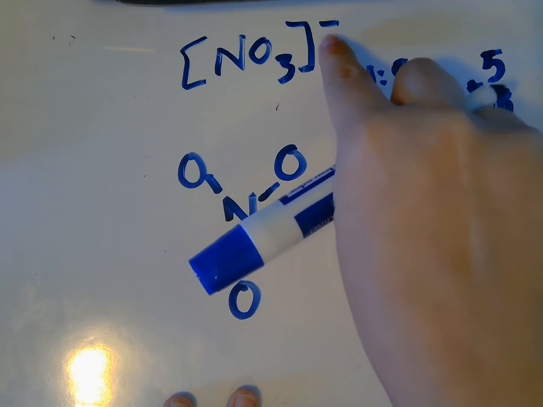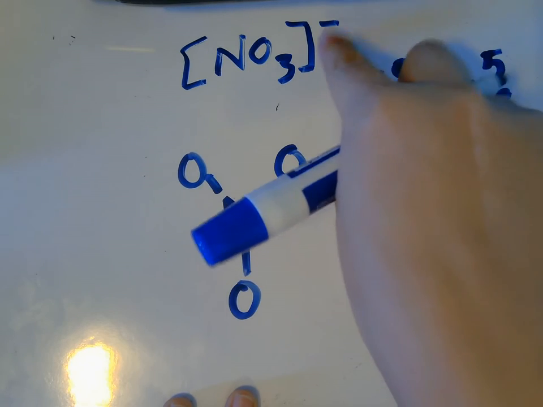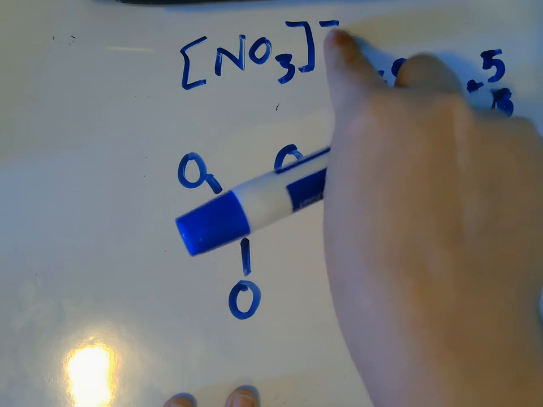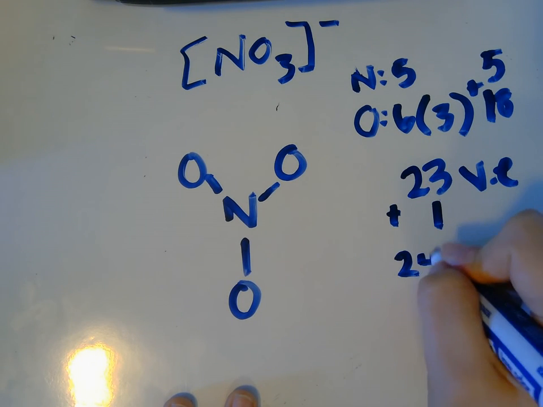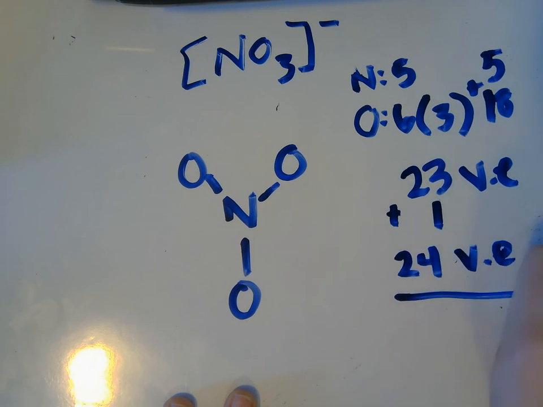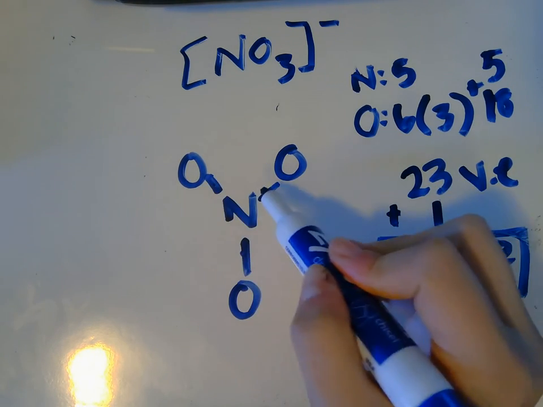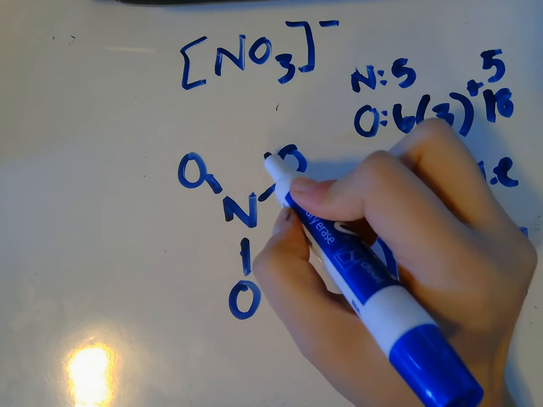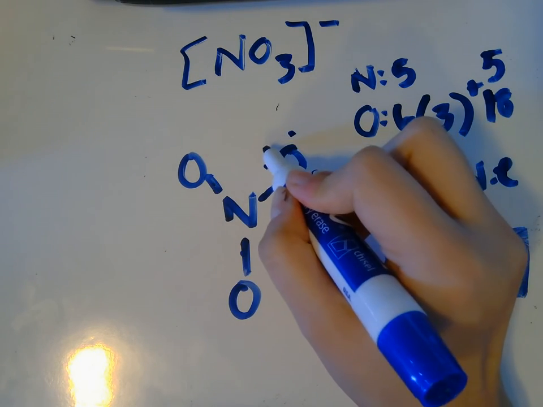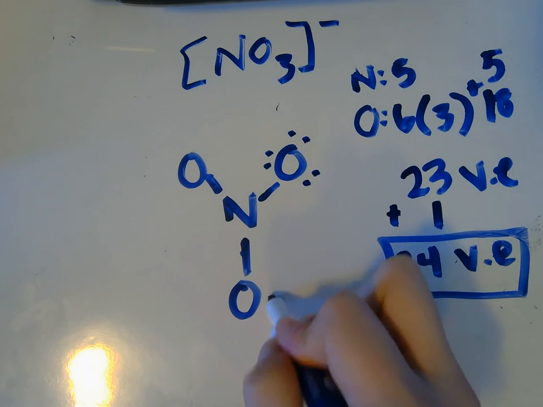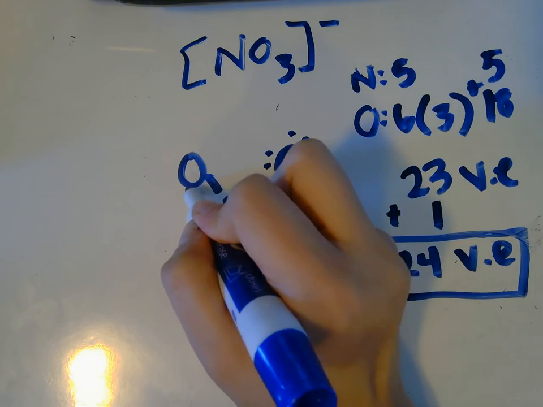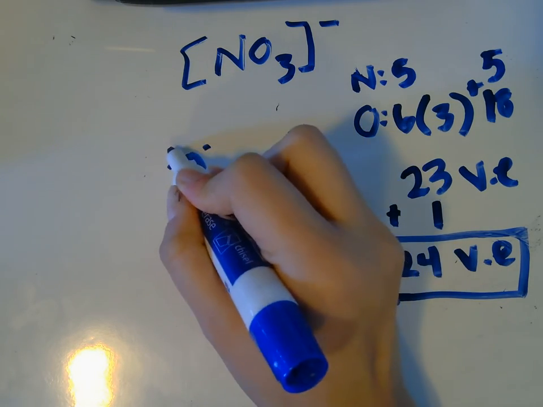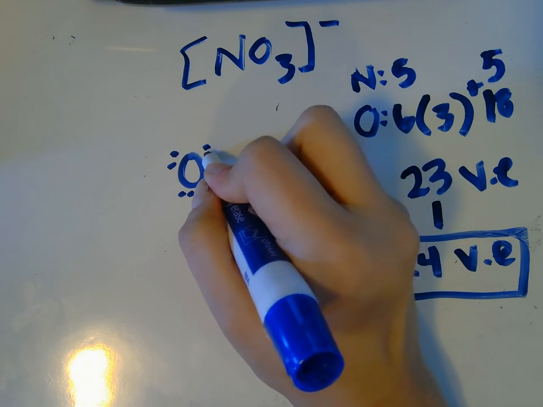This is an ion. It has a charge of -1. That means it has 1 extra electron. So I have to add 1 extra valence electron, for a total of 24 valence electrons. And this is what I have to put in my Lewis dot structure. So I have 2, 4, 6 right now. 7, 8, 9, and so on up to 24.